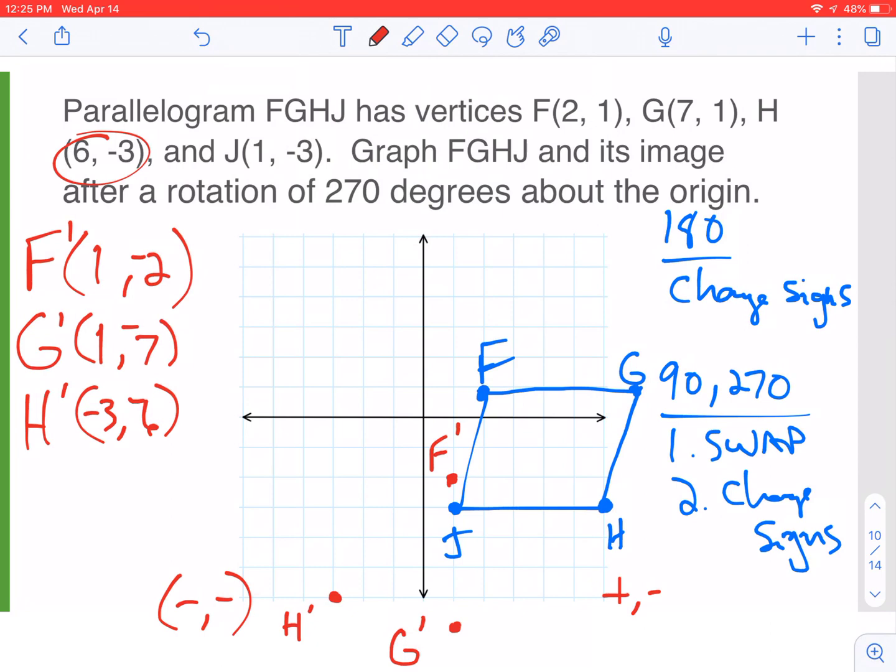And then last but not least, we have J. I'm going to flip those, -3, comma, 1. However, it's negative, negative. So that one becomes a negative. So 1, 2, 3, -1, J prime. And now it's going to look like this.